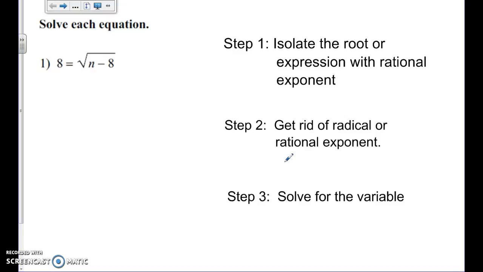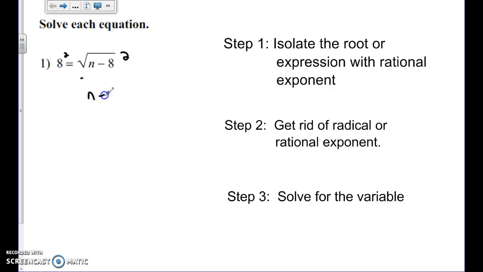So the first thing that we want to do is isolate the root or expression with rational exponent. In this case, this is my root. This is already isolated, so I don't have to do that. So step 1 is done. The second step is to get rid of the radical or rational exponent. Because this is the square root, squares and square roots undo each other. So I'm going to square both sides to get rid of the radical sign.